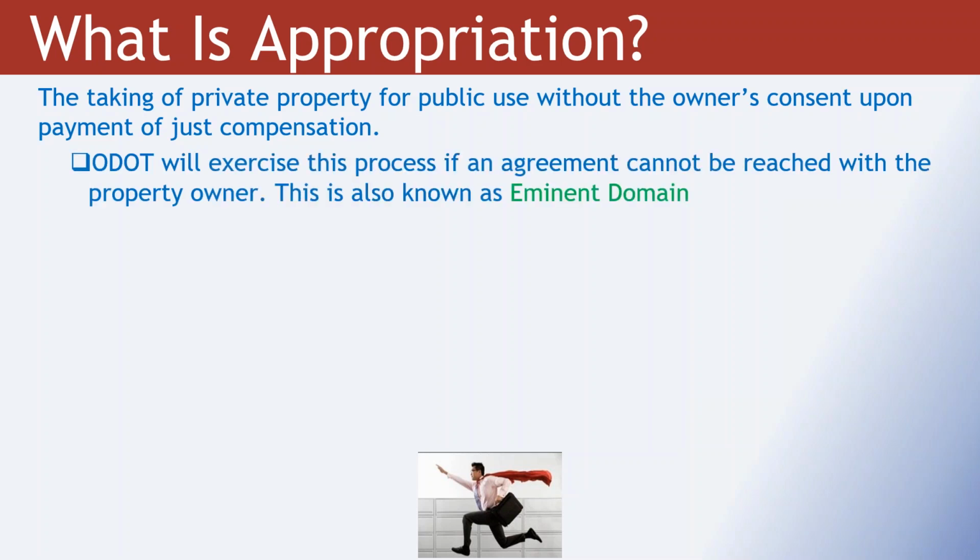ODOT will exercise this process in the event there's no agreement reached with the property owner. This is known as eminent domain. This is one of the things that we don't like to do because we try to work with every property owner and we like to come to some type of good amicable agreement. But there are times we're not able to do that. And this is a tool that is in the toolbox for ODOT to be able to move forward and exercise, so that we can move our projects accordingly and keep our projects on time.